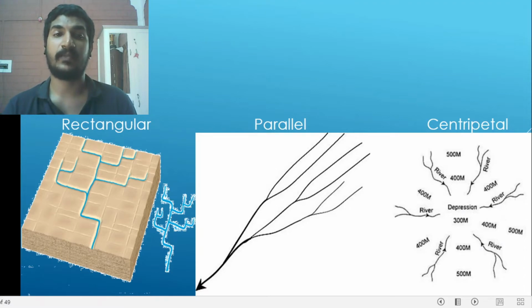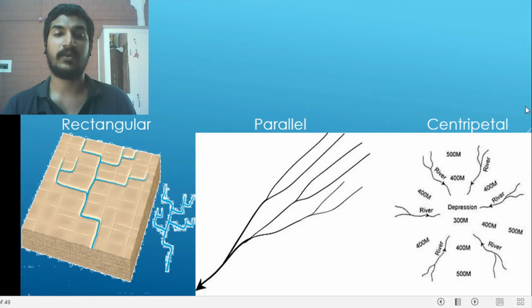The next type of drainage pattern is the centripetal drainage pattern. The centripetal drainage pattern is formed when the rivers discharge their water from all directions into a centrally located lake or a depression. The Kathmandu Valley of Nepal presents an ideal example of the centripetal drainage pattern, wherein the tributary streams of the Bagmati converge into the tectonically formed circular basin.